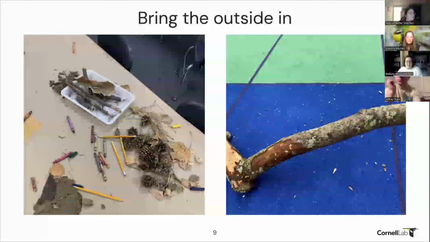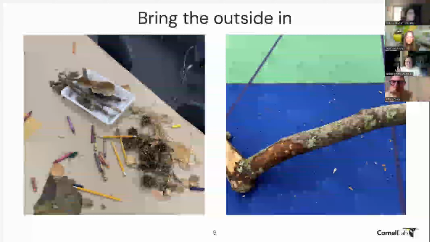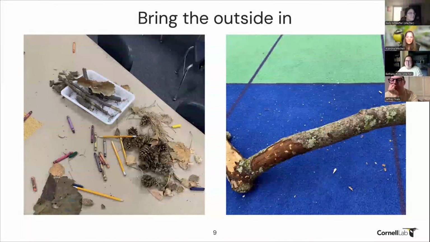If all else fails, like when it gets too cold to be outside, like it was in Minnesota yesterday, all of our schools were canceled because the wind chills were like 20 to 30 below, we can bring the outside in.